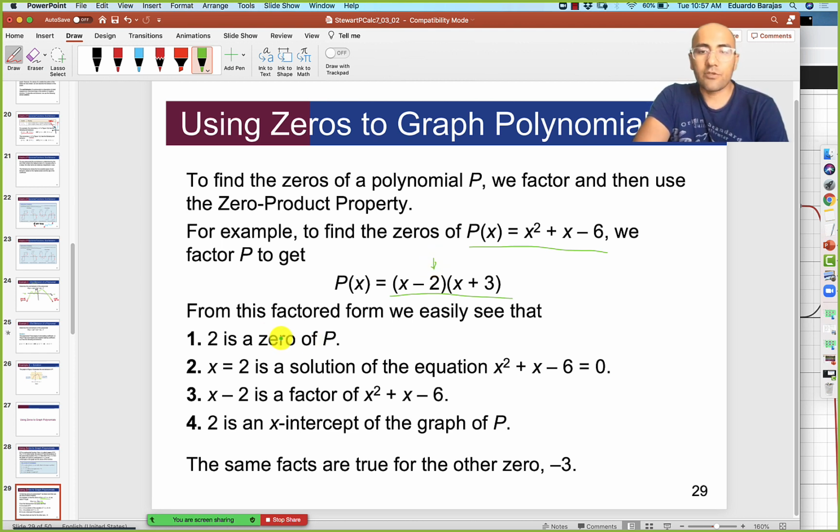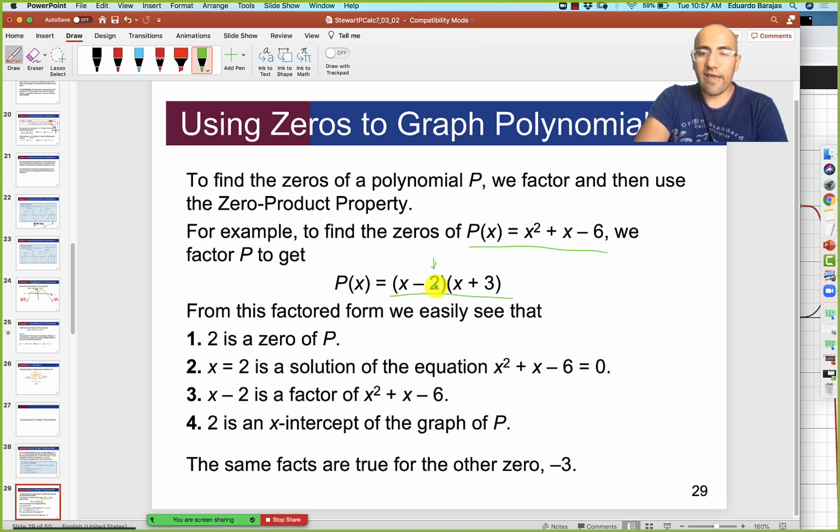That's just the language we use. X equals 2 is a solution to this equation equaling 0. If we replace x equals 2 here, 2 squared plus 2 minus 6 is 0. If we replace a 2 here and here, we end up with 0 times 5, which is 0. So it is true that x equals 2 is a solution to this polynomial equaling 0.